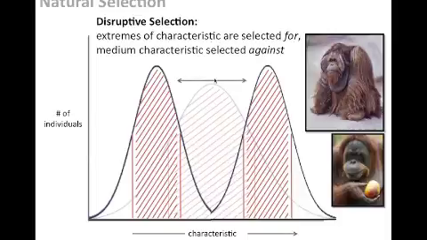So in this scenario, being either a big orangutan or a small orangutan, those are things that have advantages. But if you're a mid-sized orangutan male, you're not going to be in a good position because you're going to tip off this big guy if you try to get close to any of the girls. So this is a fun example of disruptive selection.